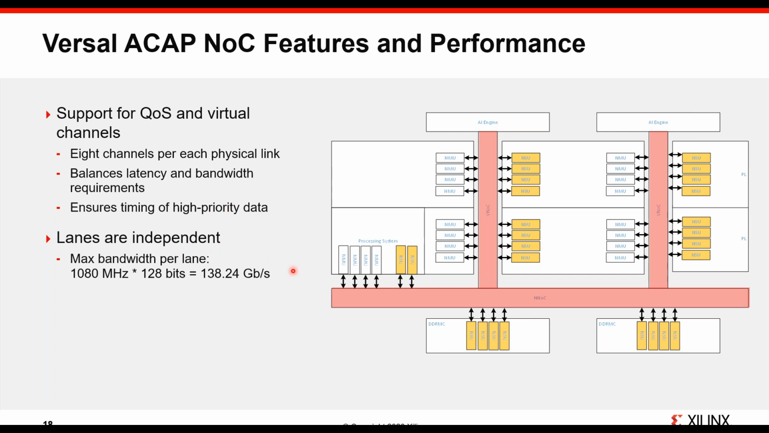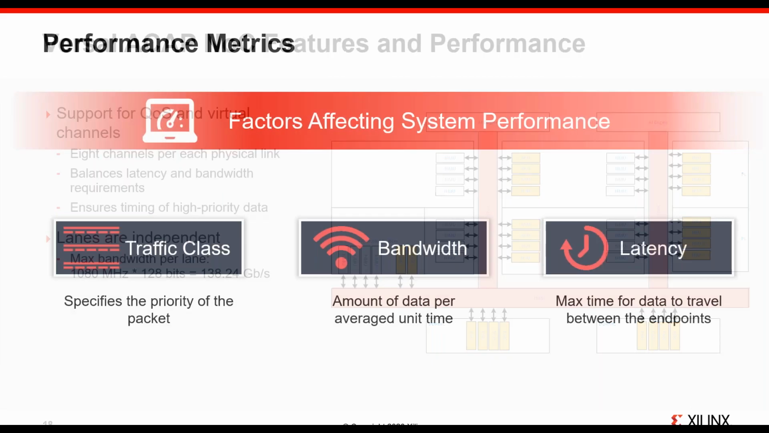And we talked about how many lanes there are in the horizontals and the verticals as we worked our way through. Well, each of the lanes are fully independent, and there's a maximum bandwidth per lane, of course, and 1 gigahertz being, let's say, the average, but at 1080 megahertz, 128 bits, that gives 138.24 gigabits per second. So that's per lane. Remember at that point. So that's a significant amount of bandwidth that's actually available for you to move data through the device.